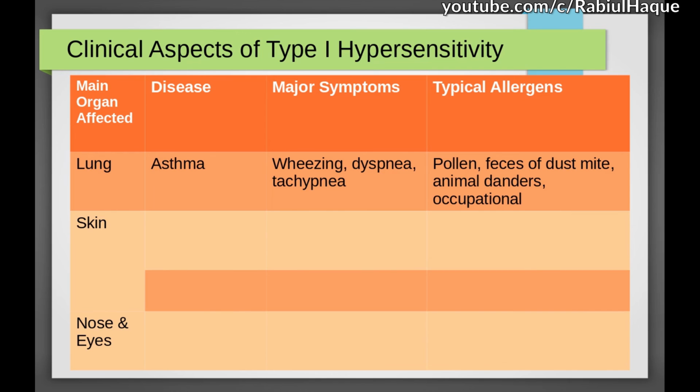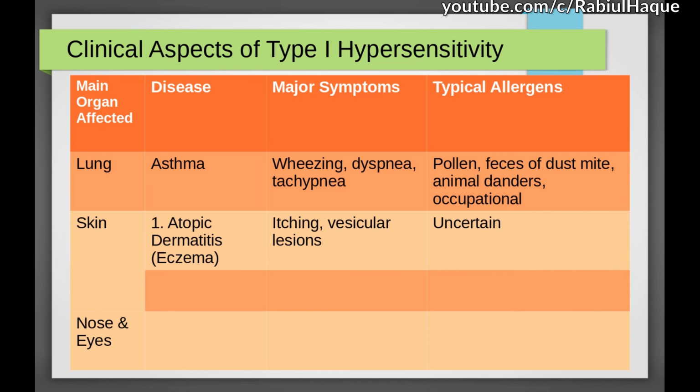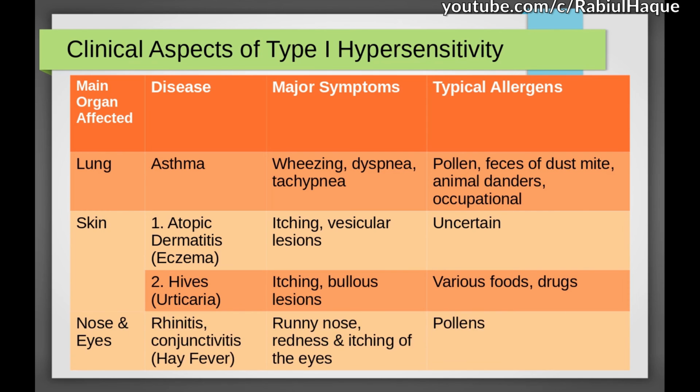Moving on to skin. Here, type 1 hypersensitivity may result in atopic dermatitis or eczema and also in hives or urticaria. Now, what is happening in atopic dermatitis or eczema? There is itching, vesicular lesion, and the allergens are uncertain. In hives or urticaria, there is also itching, but also there will be bullous lesion, and the typical allergens are various foods and drugs.